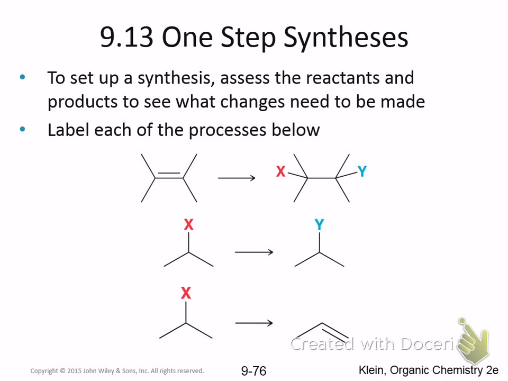The way you usually plan a one-step synthesis is you look at the product and you say to yourself, how did I make that? What kind of reaction produces that functional group? They actually have a name for this. It's called retrosynthetic analysis. It means you look at the product to figure out what you started with. All right? So you're working backwards.